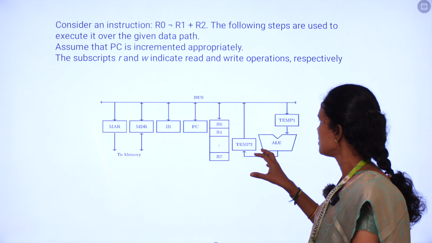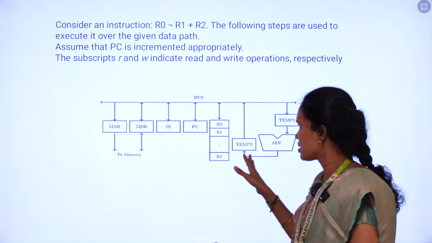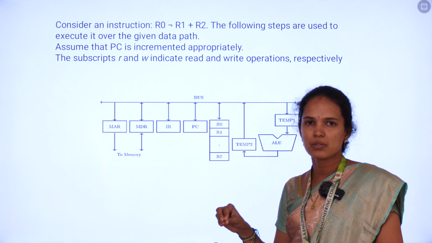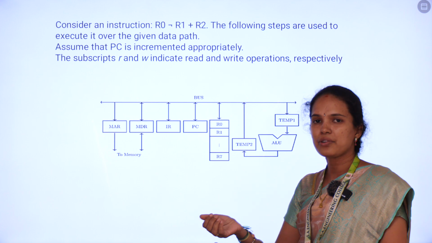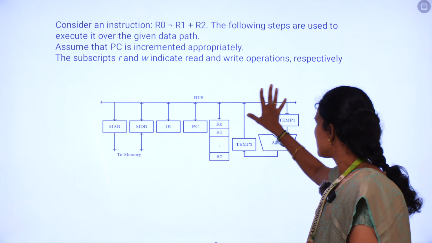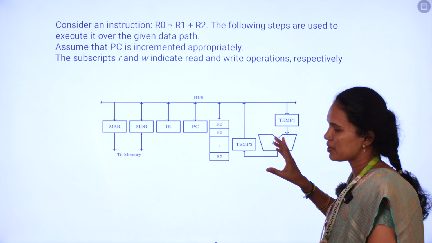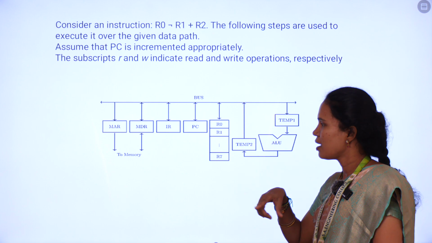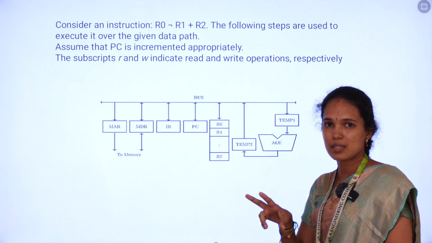So this is the diagram. Once the instruction is given, what is the first thing it will do? You need to fetch the instruction from the CPU. First thing is fetching. After that you need to decode. That is the second thing.